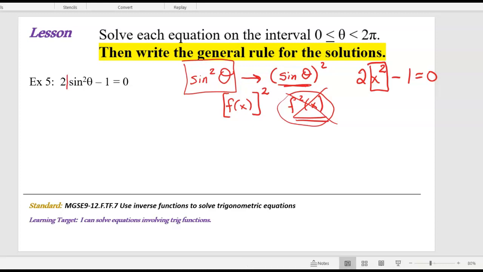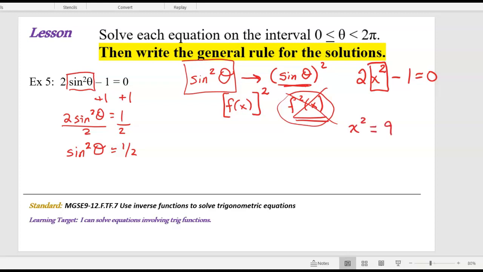Let's get sine squared of theta by itself, just like we would any other equation. So I'm going to add 1 to both sides. That takes me to 2 sine squared of theta equals 1. I'm going to divide by 2, and I'm left with sine squared of theta equals 1/2. Now, once you get there, you take the square root of both sides. That's just like if we were to have x squared equals 9, like we did with the Pythagorean theorem. You would take the square root of both sides.